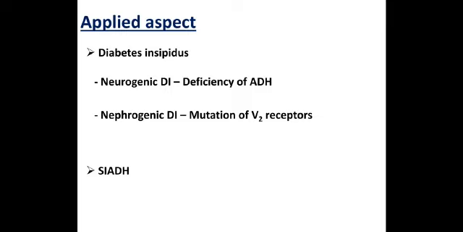The clinical relevance is that whenever there is deficiency of ADH, it results in diabetes insipidus. We came across diabetes mellitus, which is due to deficiency of insulin, whereas deficiency of ADH results in diabetes insipidus. There are two types, neurogenic and nephrogenic. When there is absolute deficiency of ADH, it results in the neurogenic type of diabetes insipidus. When there is a mutation in the V2 receptors, it results in the nephrogenic type. And there is another disorder called the syndrome of inappropriate hypersecretion of ADH.